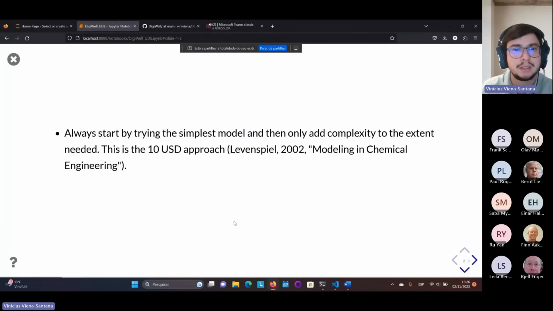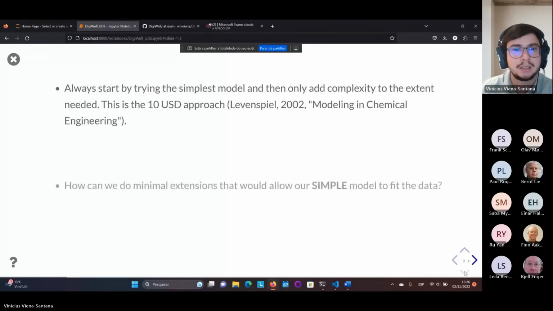Levenspiel is a very popular scientist in the field of reaction engineering. In a paper on modeling, "Modeling Chemical Engineering," he said that in his view, the best approach would be starting as simple as we can, and then adding complexity to the model to the extent we need. That means we should stick to our $10 model and then add complexity if we need to, right?